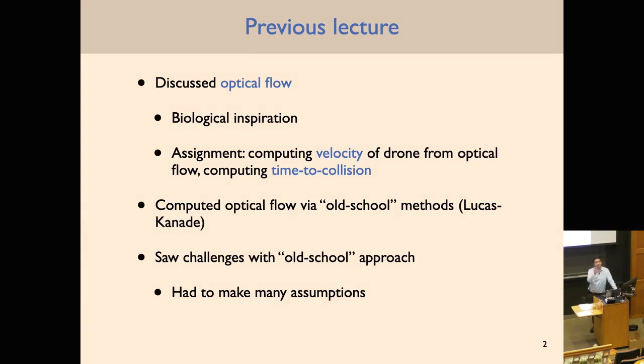In particular, the spatial coherence assumption, so the optical flow of one pixel is similar or the same as the optical flow of pixels around it. And then we also assumed that things were moving relatively slowly in the scene. And the last assumption was on color constancy, so objects, when they move, basically appear the same after they've moved.